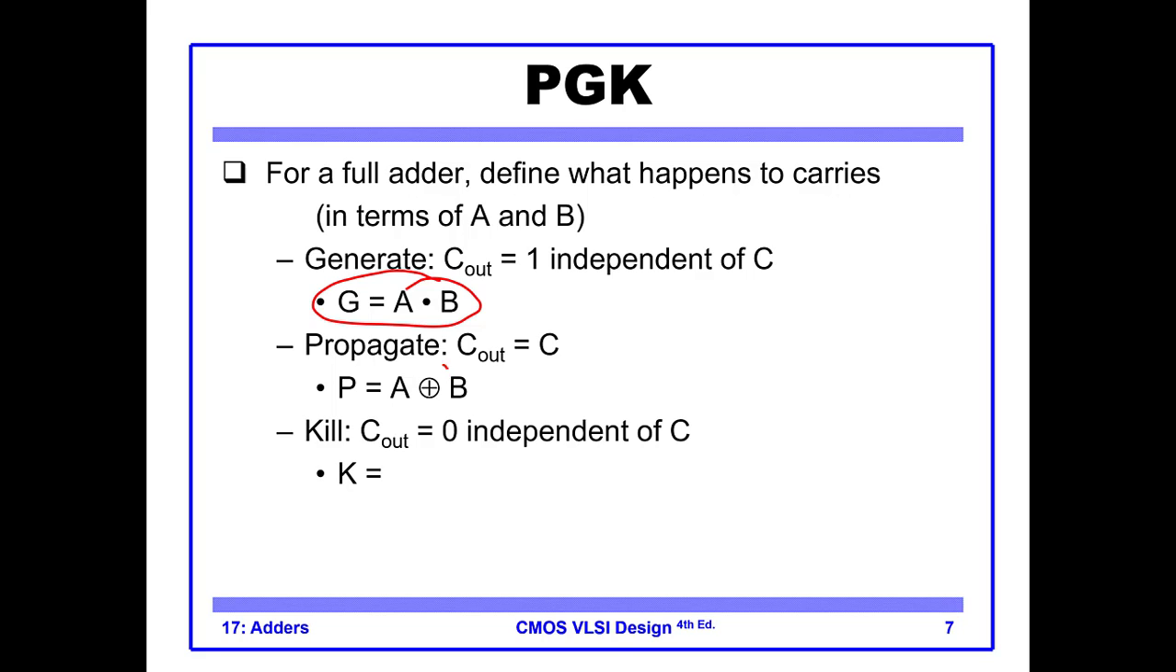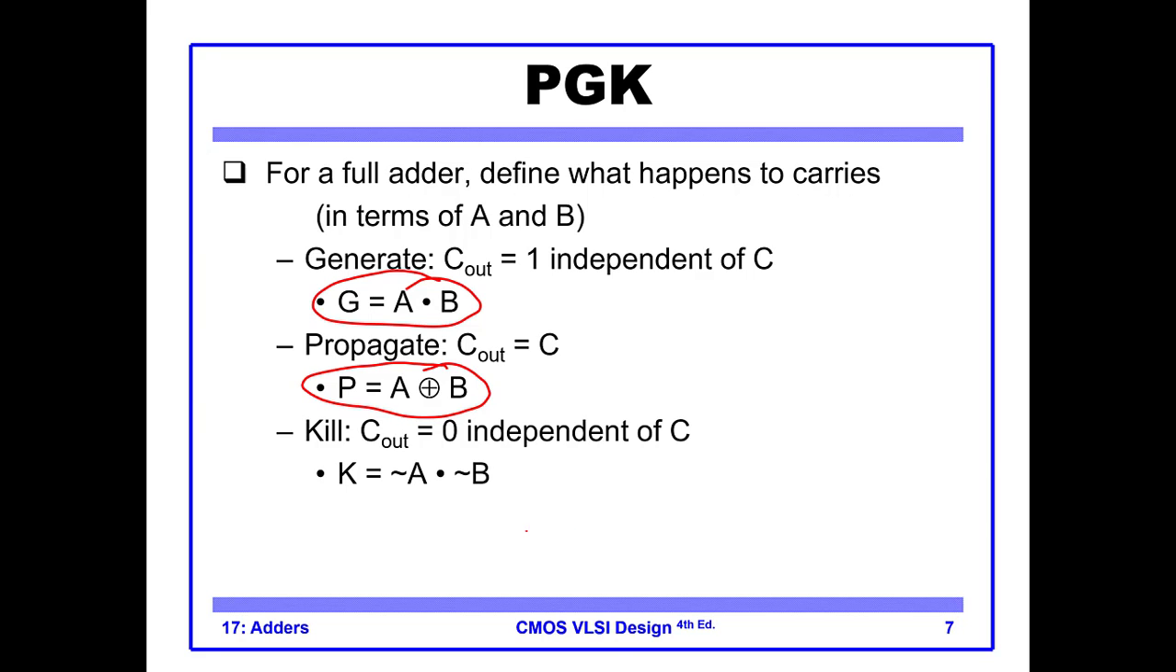And then propagate, P, is A XOR B. So in this case, Cout is equal to Cn. So if Cn is 0, Cout is 0. If Cn is 1, Cout is 1. So that's why it's called propagate.